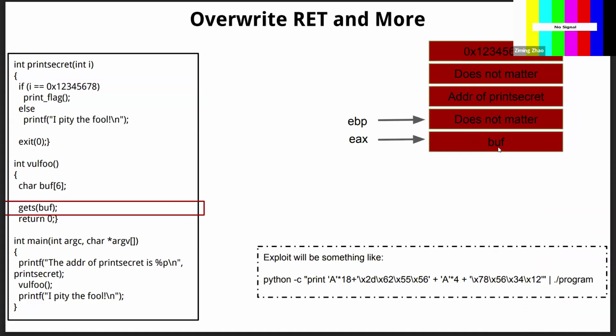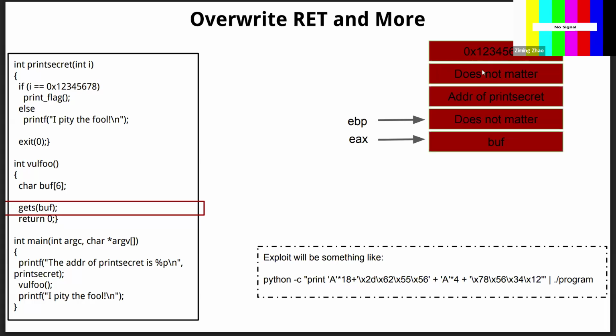You have the buffer here. Then you have the vulnerable function's saved EBP. The value doesn't really matter, garbage. Then you will have the return address, the address of print secret. Okay? Then 4 bytes higher, you have another 4 bytes that will be considered as the saved EBP for print secret. So the value doesn't matter. Then after that, you will have the parameters. In this case, it will be just 1, 2, 3, 4, 5, 6.